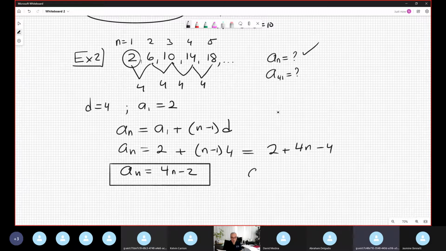And my second is to compute the element in this sequence in position 41. No problem. It's 4 times 41 minus 2. The answer is 162. Easy, eh?